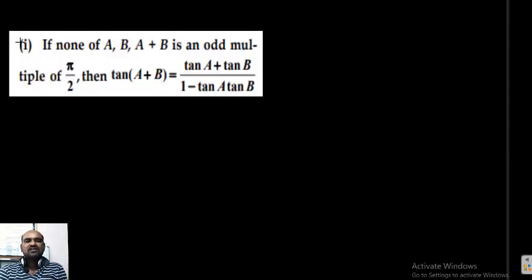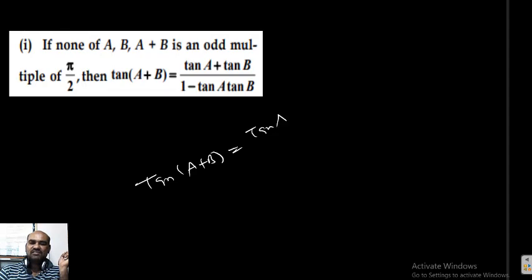So here is the next result, students. If none of a, b and a plus b are odd multiples of pi by 2, then tan of a plus b is equal to tan a plus tan b by 1 minus tan a into tan b. Tan of a plus b is given by tan a plus tan b by 1 minus tan a into tan b, students.